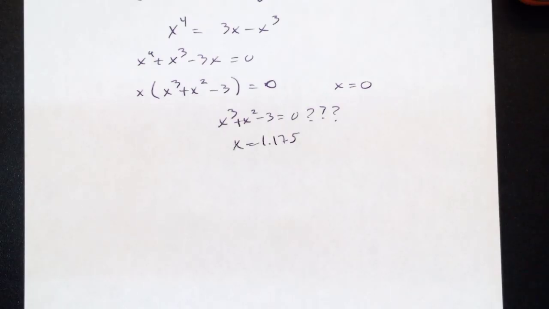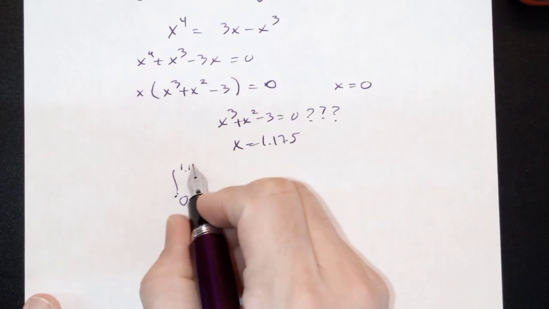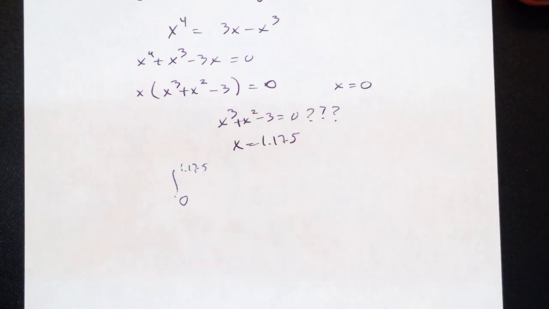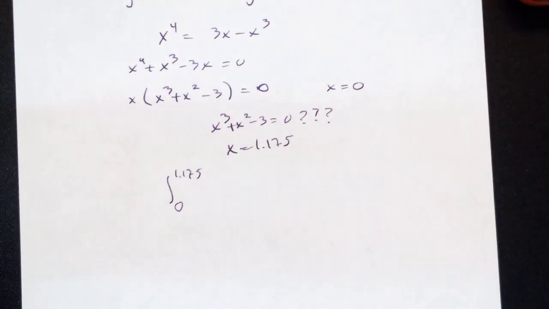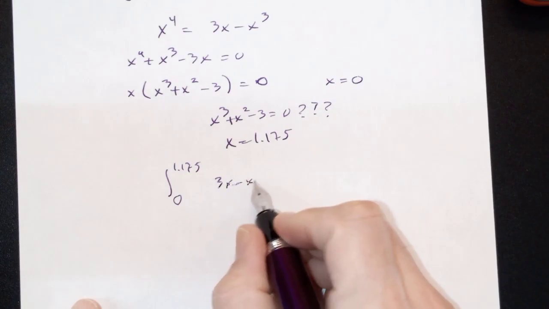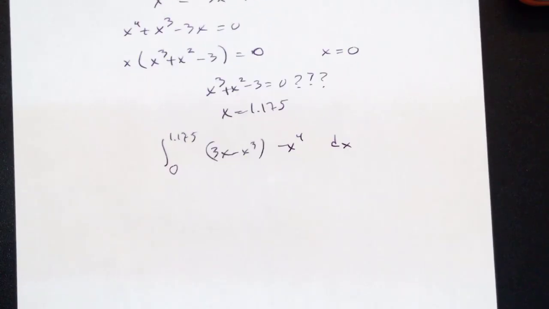There you go. Now I know the integral I need to do. I need to do the integral from 0 to 1.175 of what? Top curve minus bottom curve. And in our case, the top curve in this section is the 3x minus x cubed. And I know how to do that.